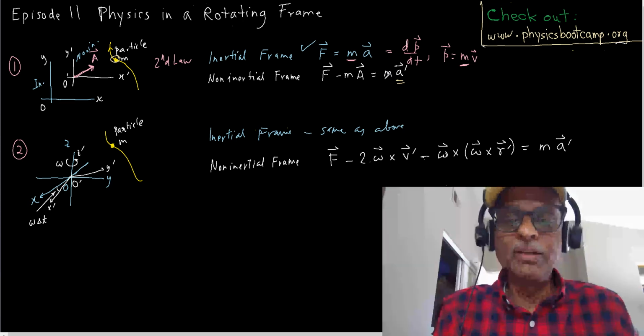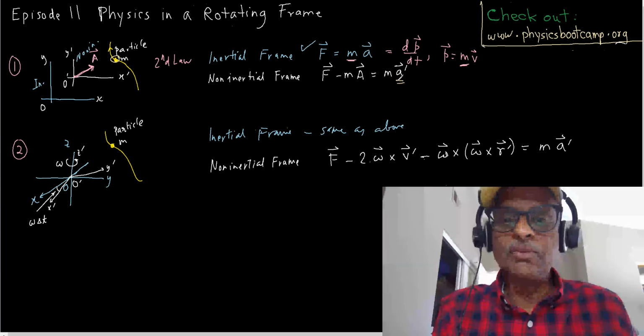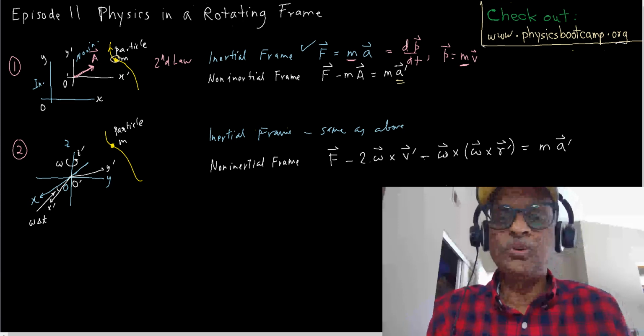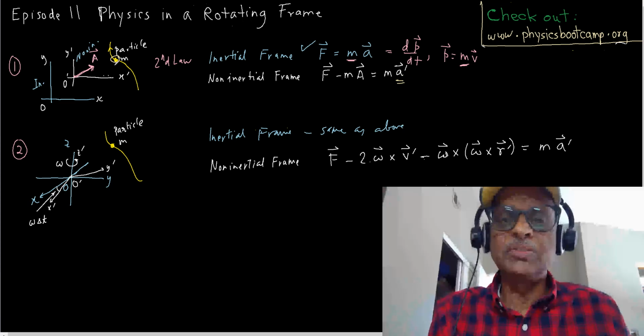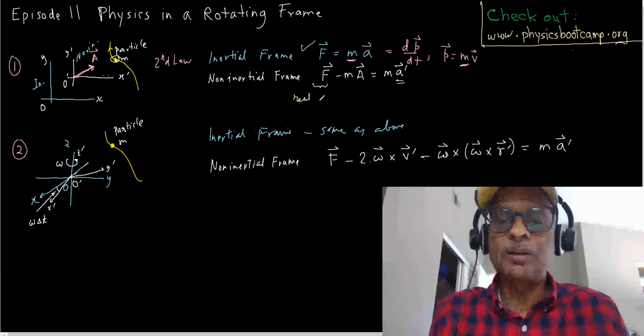If you write what the mass times acceleration will be in the non-inertial frame, you will find that you need to modify your force. This is the original force, the so-called real force, and this minus this whole thing is called fictitious force.